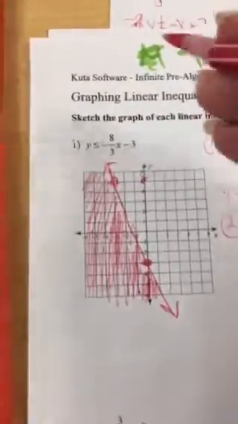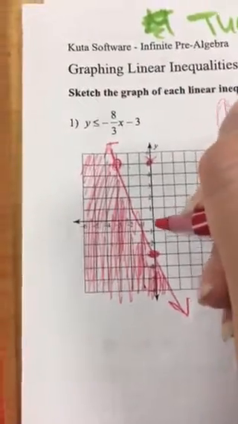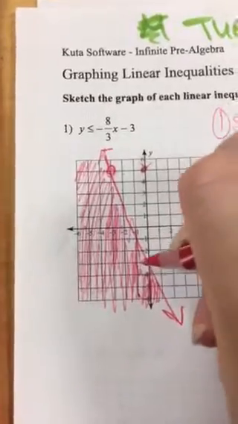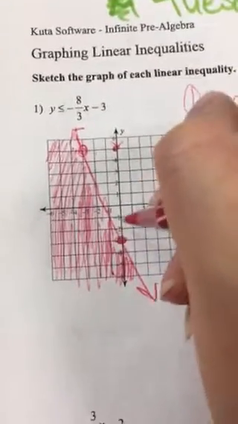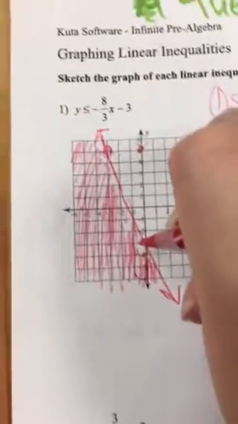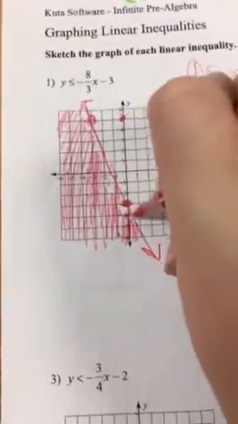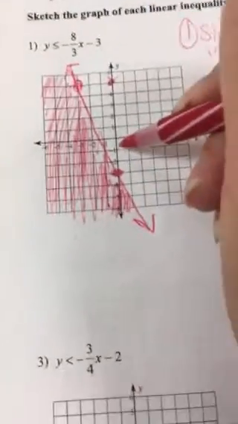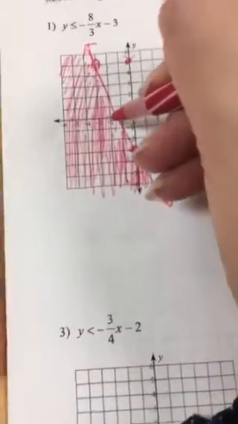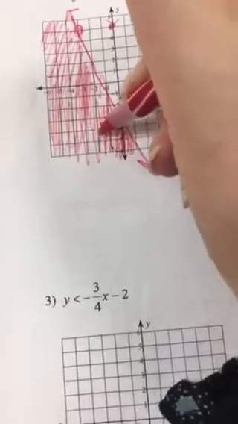So what this means is, a solution could be 0, comma, negative 3 because it's on the solid line. Another solution could be negative 2, negative 4 right here because it's in the shaded area.